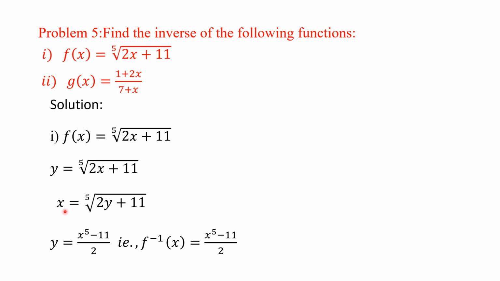Swapping x and y, x is equal to the fifth root of 2y plus 11. So therefore y is equal to, taking the power 1 by 5, so we'll be getting 1 by 5. Taking it to the other side and simplifying, you get your f inverse of x.